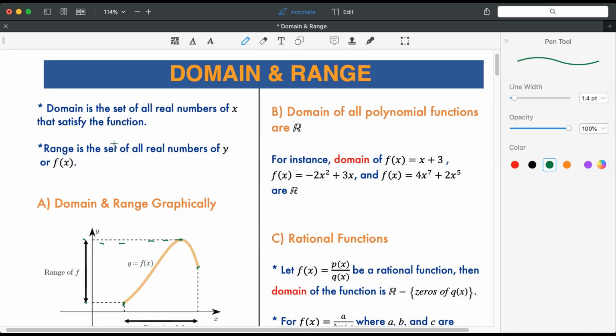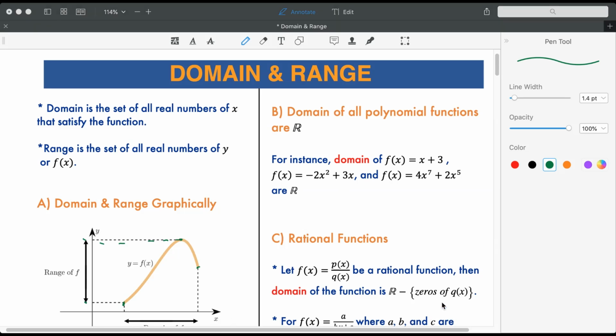Domain is the collection of x values that make the function defined. They are the input values, allowable input values. Range is the collection of all y values that we can get as an output. So we can look at domain and range visually and algebraically. Let's take a look at domain and range visually at first.